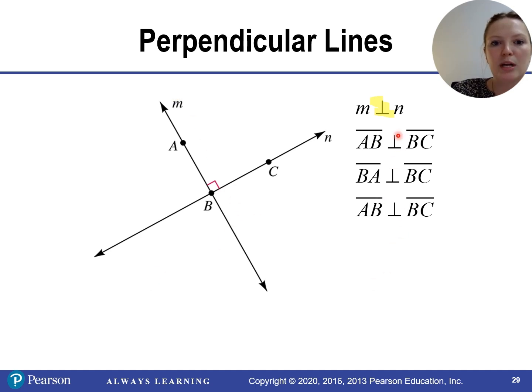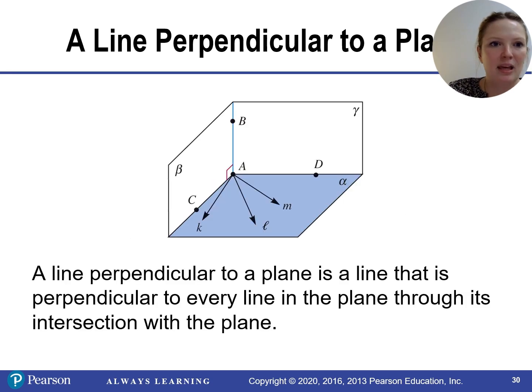We could also rename these different lines. Line BA is the same as line AB, and it goes on. We can talk about a line being perpendicular to a plane.